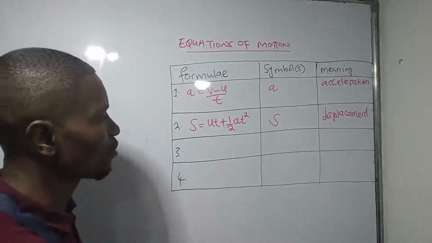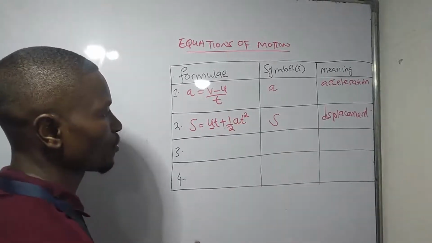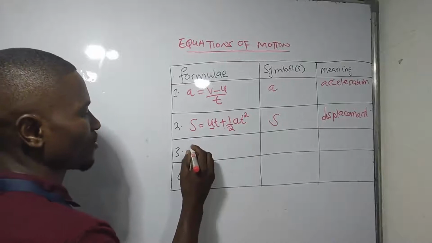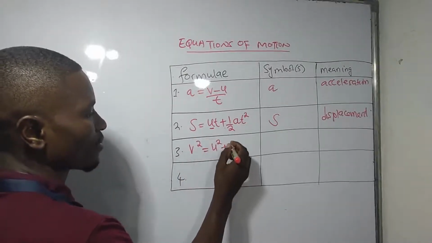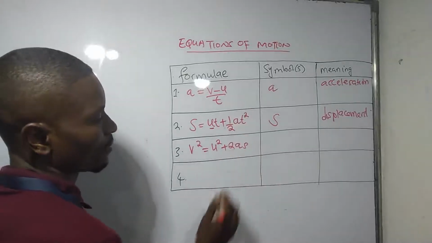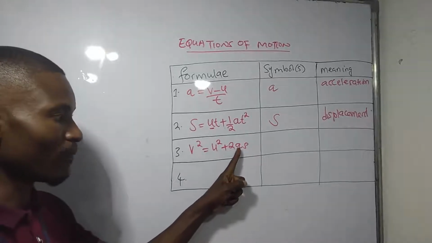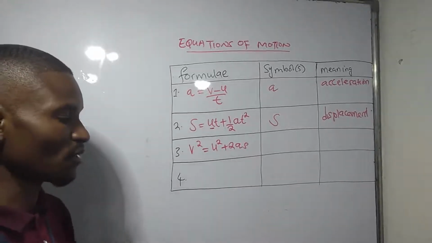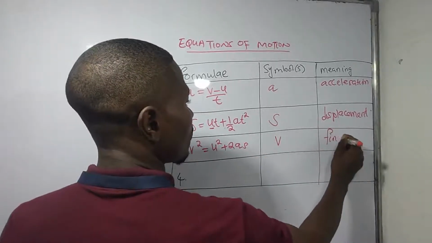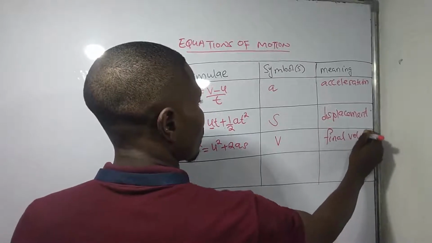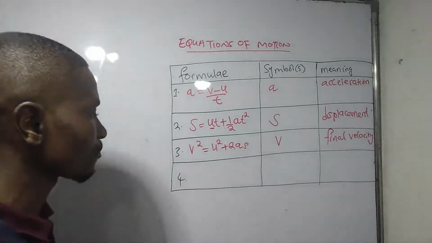I want to emphasize the symbol u, and I will explain its meaning. The next equation is v squared equals u squared plus 2as. So v squared equals u squared plus 2 multiplied by the acceleration multiplied by the displacement. And this symbol v means the final velocity.